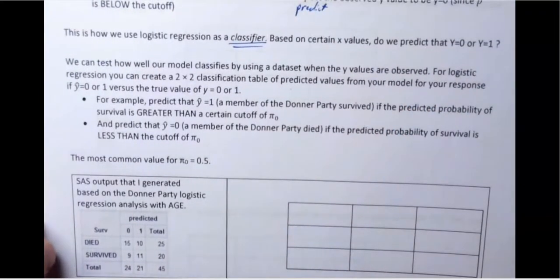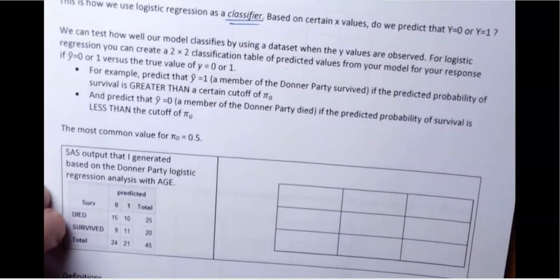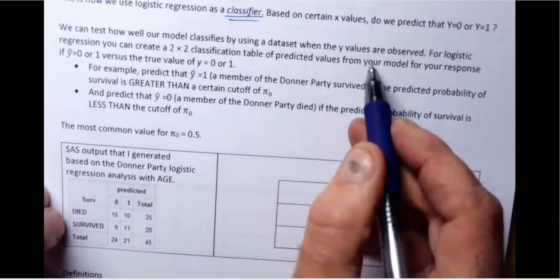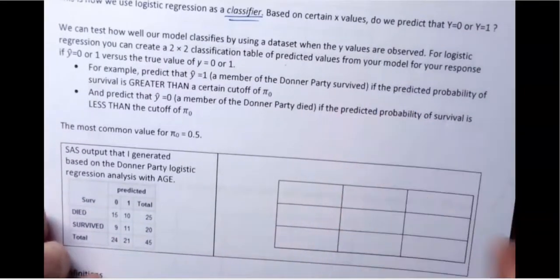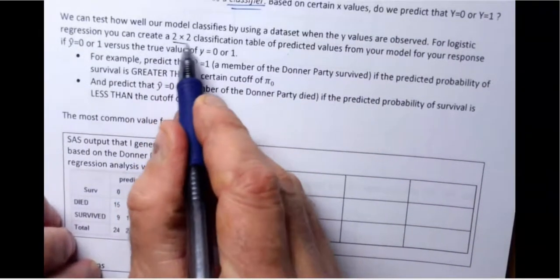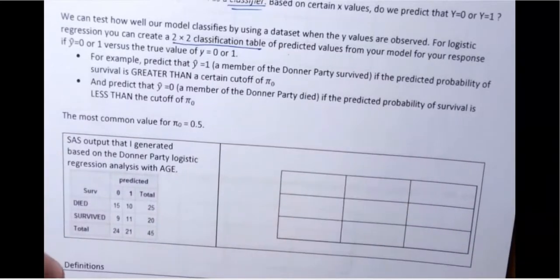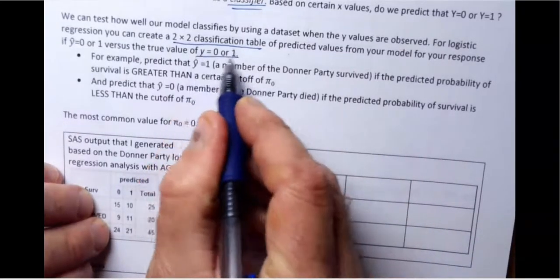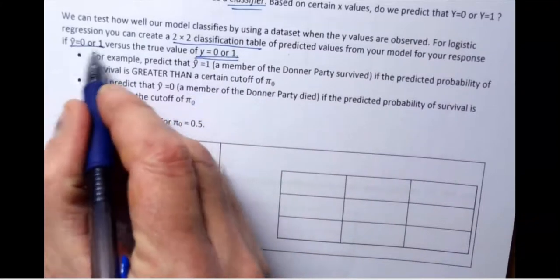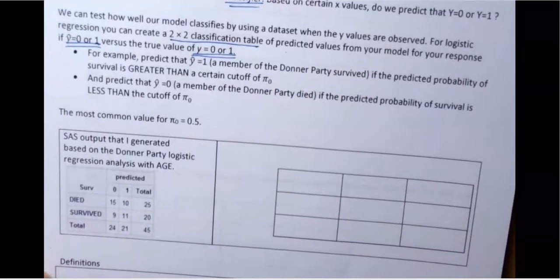So it's pretty straightforward. We're going to test how well our model classifies using a data set when the y values are actually observed. So for logistic regression, we're going to create a 2x2 classification table of predicted values from the model against the true values, y equals 0 or y equals 1. So we're going to have a table of y hat equals 0 or 1 versus y equals 0 or 1.